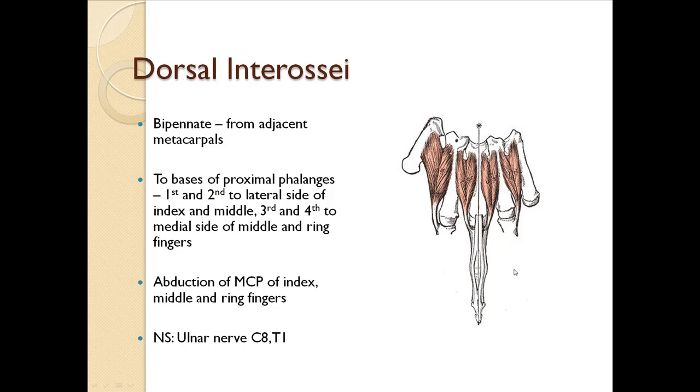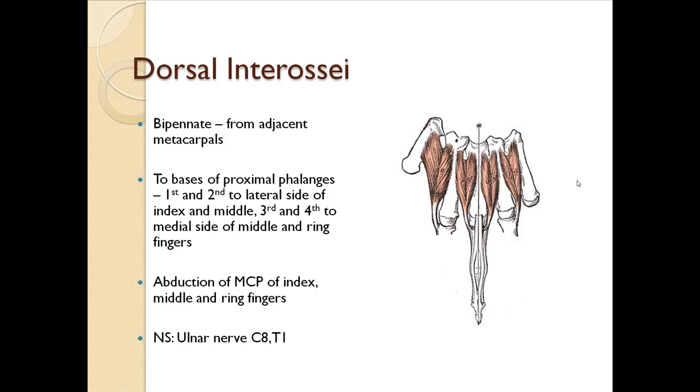So the palmar interossei adduct the digits, so they adduct the index, the ring, and the little finger. The dorsal interossei abduct the index and the ring and the middle finger. The thumb has its own abductors and the little finger has its own abductors.